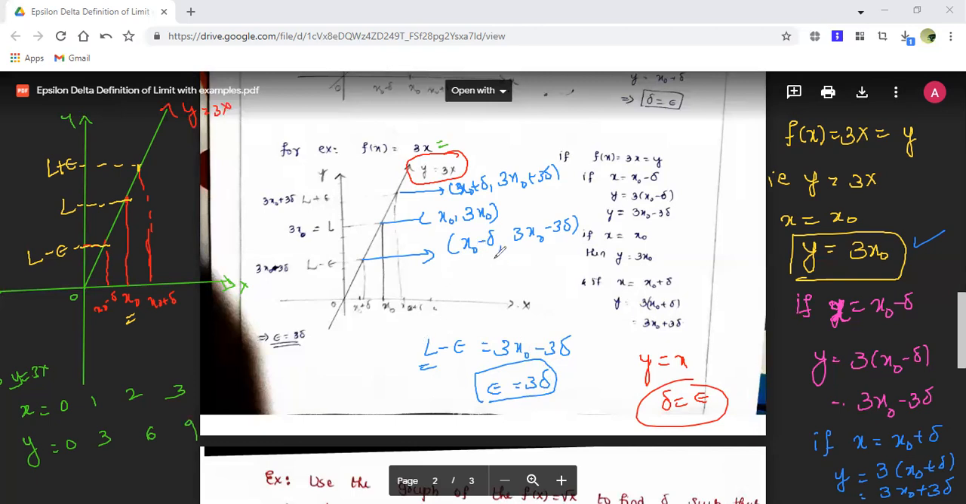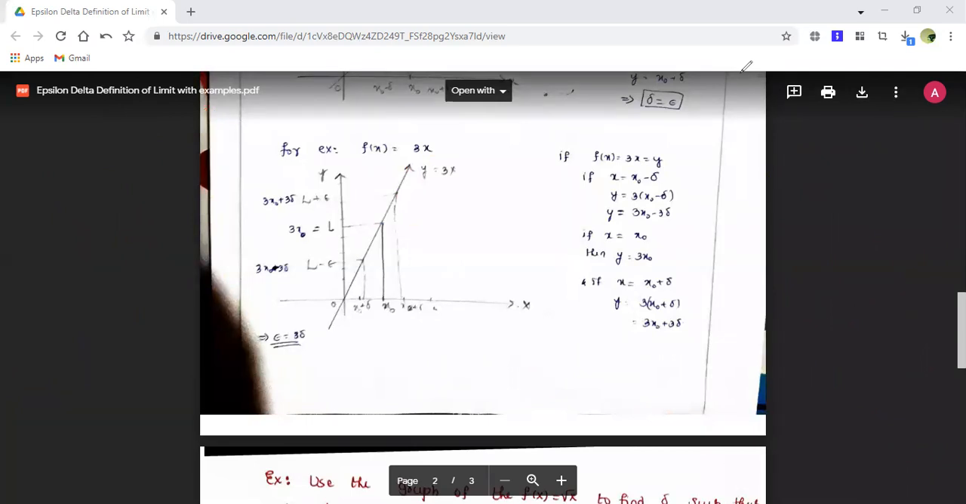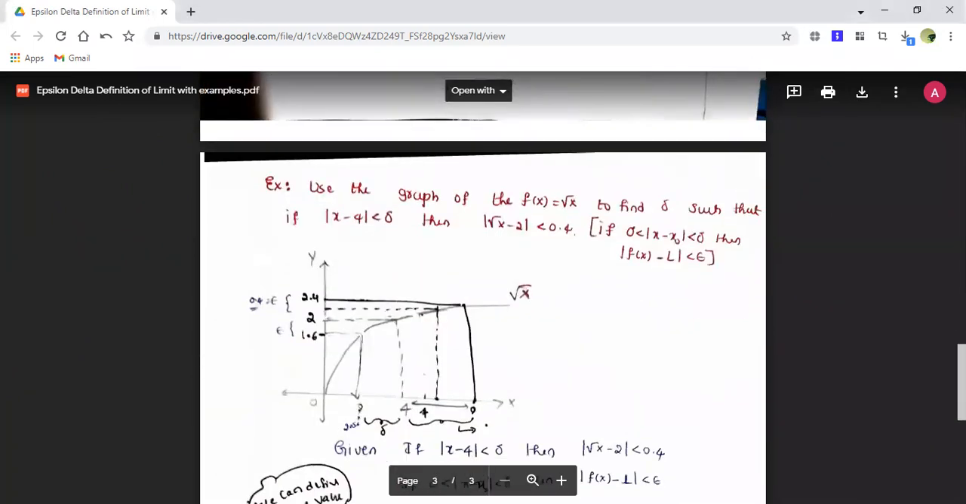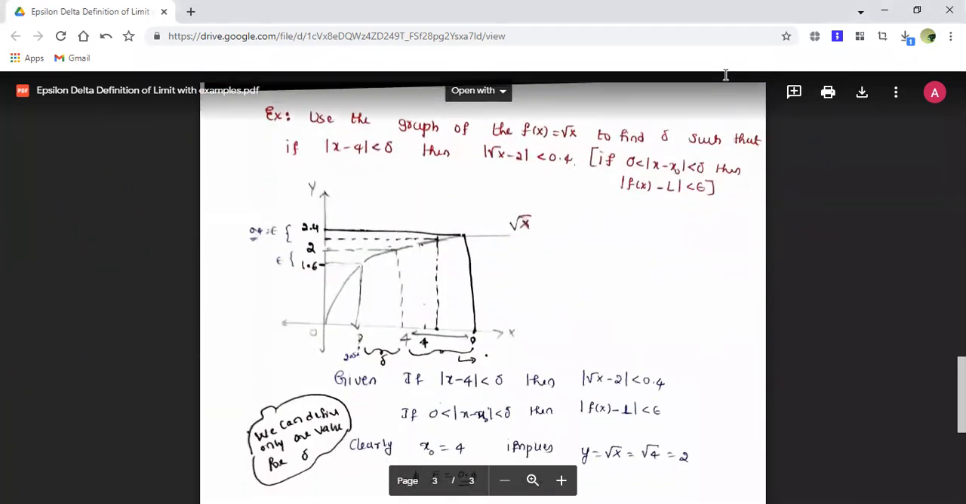Okay, so like this, guys, graphically you can see, as your x naught moves from this distance to this distance, your function also moves from this distance to this distance. That is the beautiful meaning of epsilon and delta. So this is another example where I have shown you how epsilon and delta are connected. Now let me show you one more example, where graphically we calculate the delta.